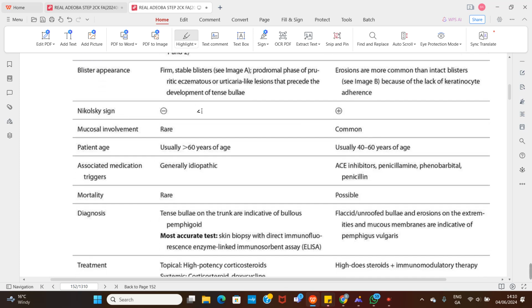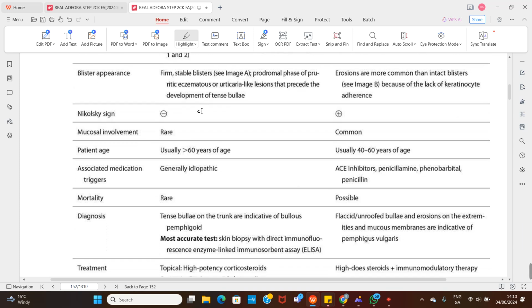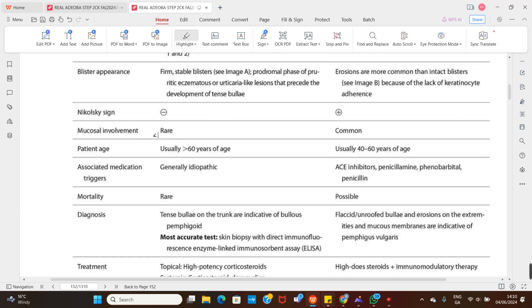So because of that, it makes sense that the Nikolsky sign is positive in pemphigus vulgaris, right? Because they can easily rupture, while the Nikolsky sign is negative in bullous pemphigoid. We have talked about the fact that mucosal involvement is very rare in bullous pemphigoid. Mucosal involvement is very common in pemphigus vulgaris, right?